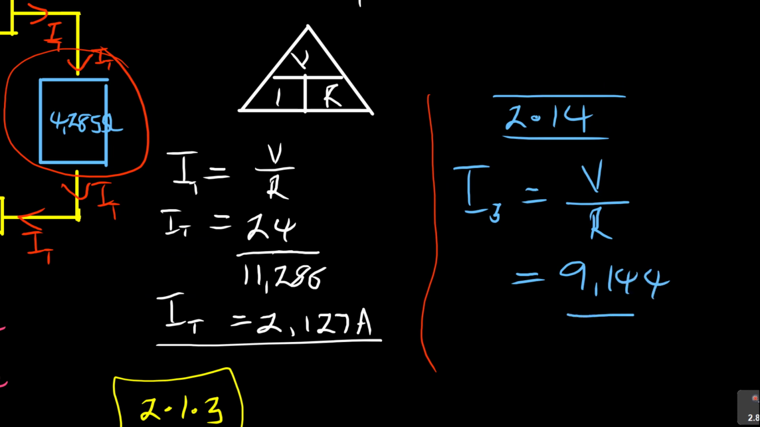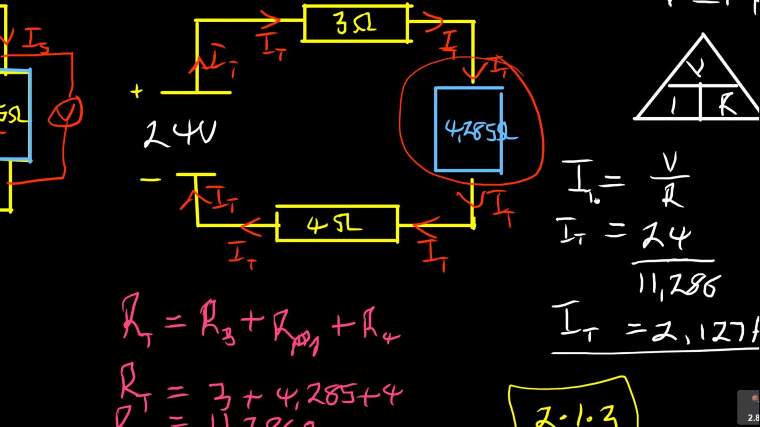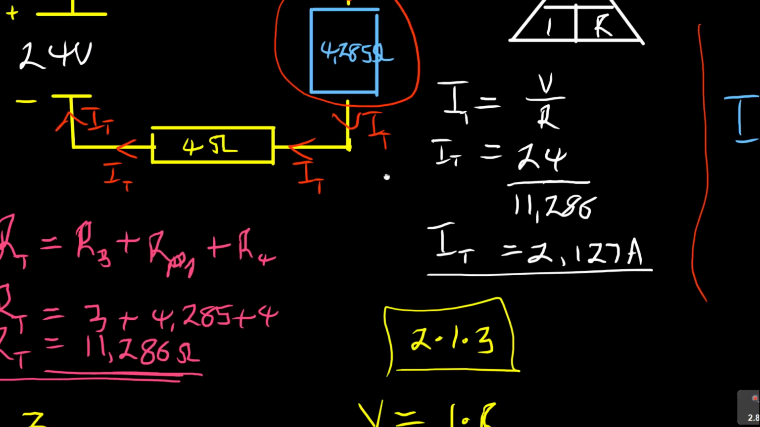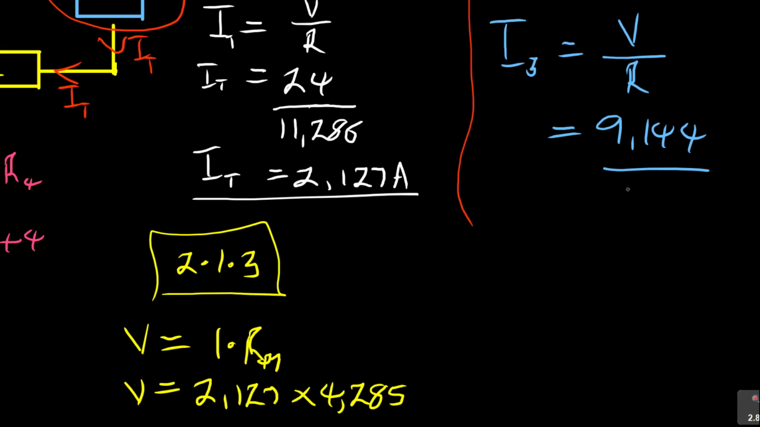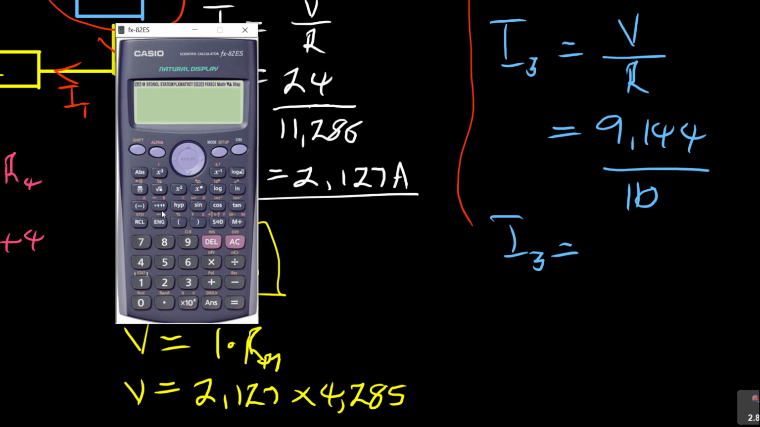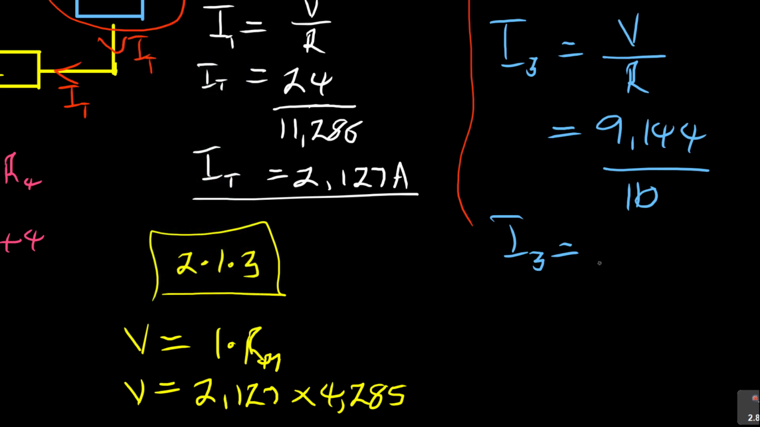Because it's V3 over the resistance of R3, which is this one, is 10, you see? So it was not really complicated, that one. It's 10. So I3 is equal to 0,9144. That one is not complicated. 9,144 over 10. 10 is not a difficult number to divide. 0,9144. Because we are looking at 3 decimal places, it is 0,914.